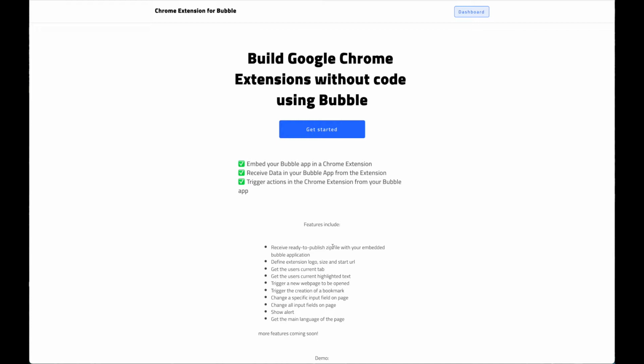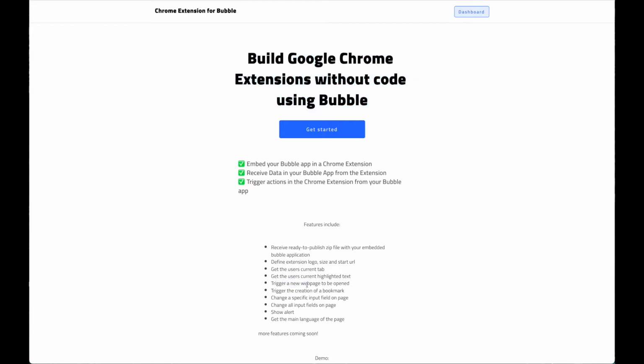So what is included, for example? You can get the current user's opened tab URL. So you can get the information via your Bubble app Chrome extension, which URL the user is currently browsing. You can actually get the current highlighted text. So you could build something like Grammarly where you highlight a text, you open the Chrome extension, and you can read this highlighted text in your Bubble Chrome extension and then do things like check spelling and so on and so forth.